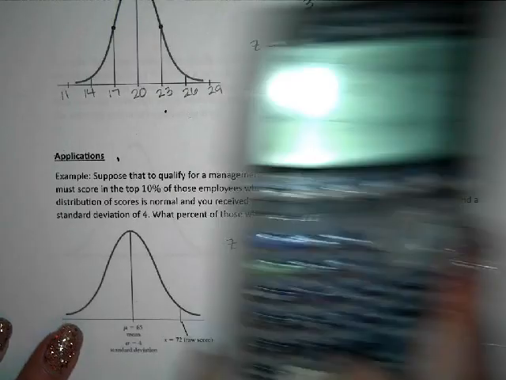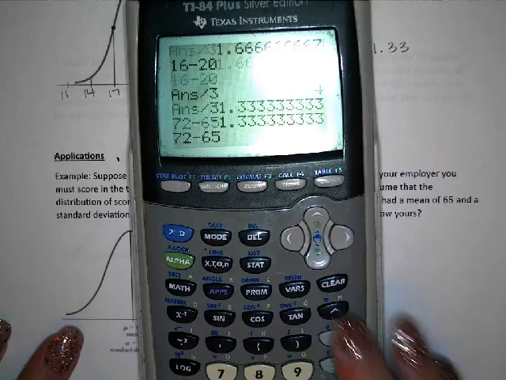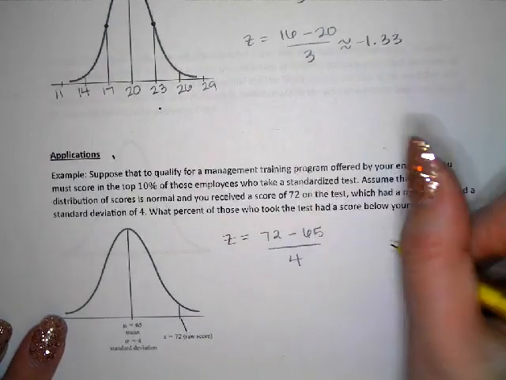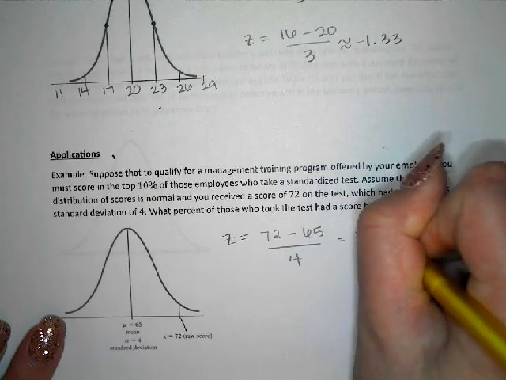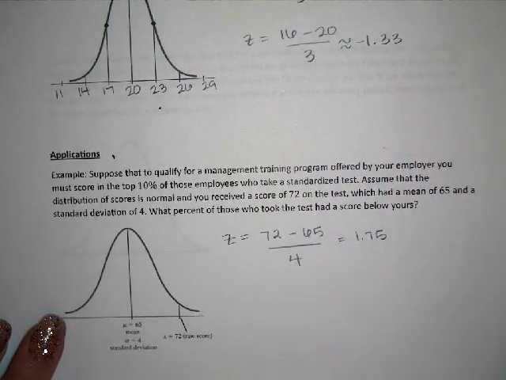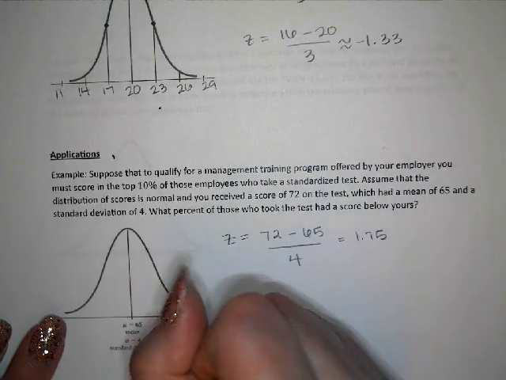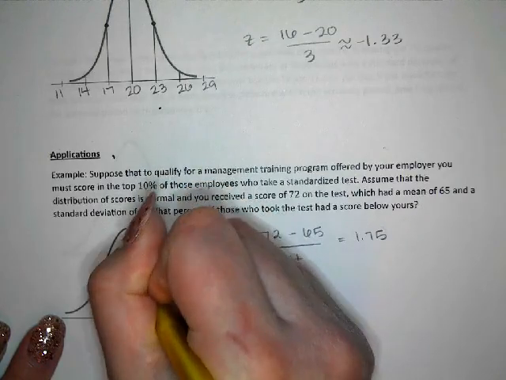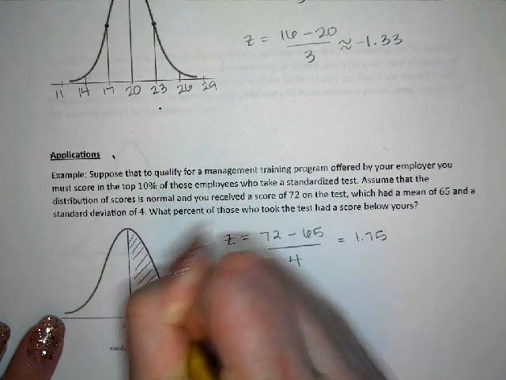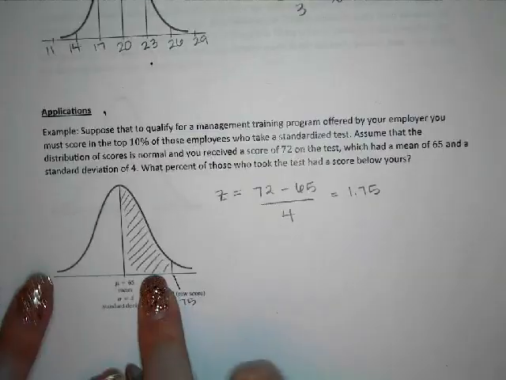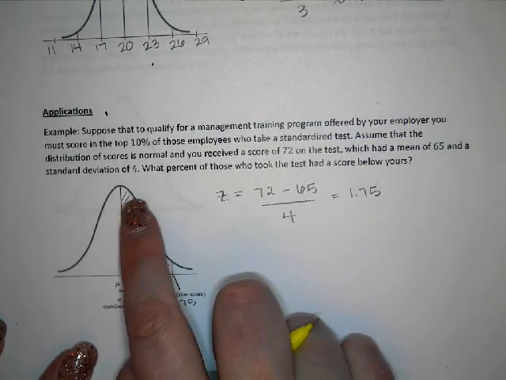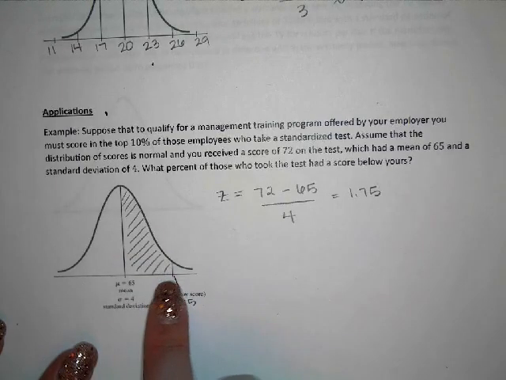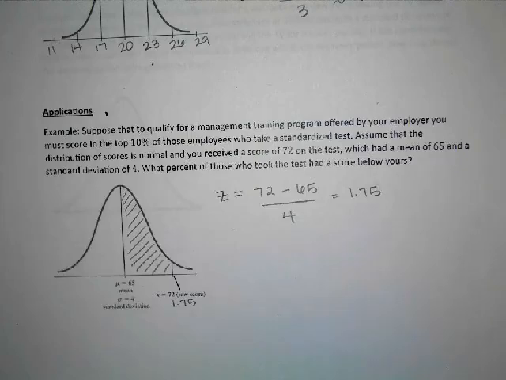And we get a z-score of 1.75. So what we're going to do is we know that this right here is a z-score of 1.75, and we need to figure out what is the probability that all of the people who scored something on this test, what's the probability that their score fell between the mean and a score of 72? And that's what we're going to find by looking at the table. So what was the probability that their score was between the mean and 72?